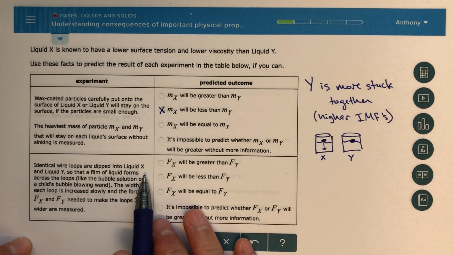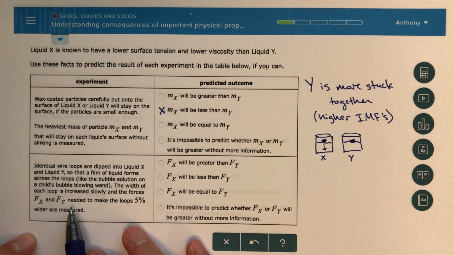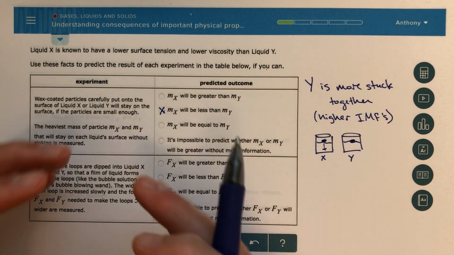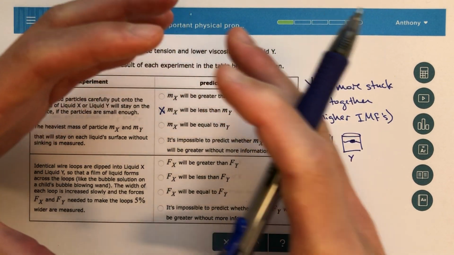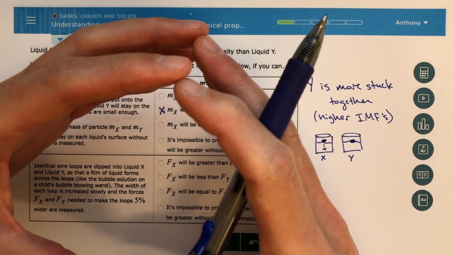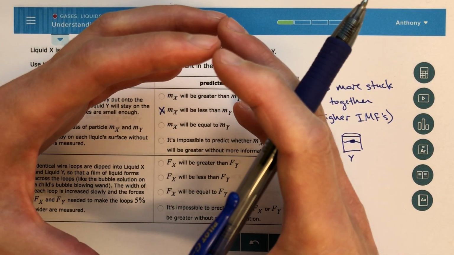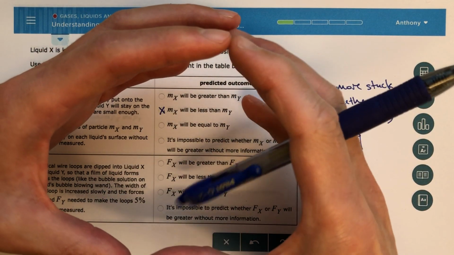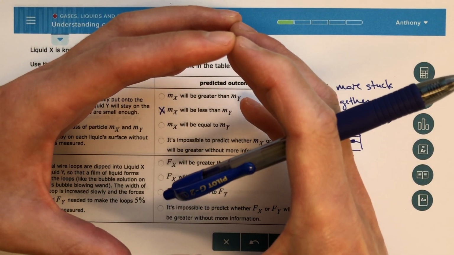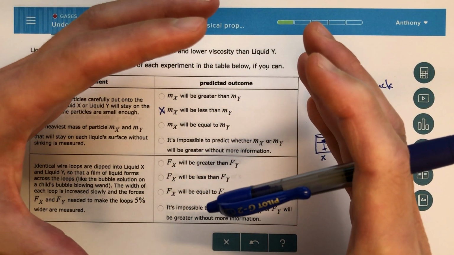Identical wire loops are dipped into liquid X and liquid Y, so a film forms. So I think this one again is related to the surface tension. It's going to be saying we've got a bubble, and then we're going to spread it out. We're going to pull on that, and again that's going to be related to surface tension. I'm imagining a bubble, just like a bubble wand in between my hands, and if I pull on that, that means I'm pulling all those molecules apart from one another.